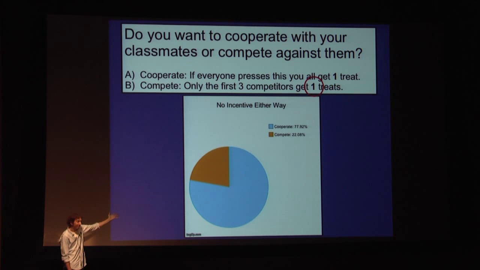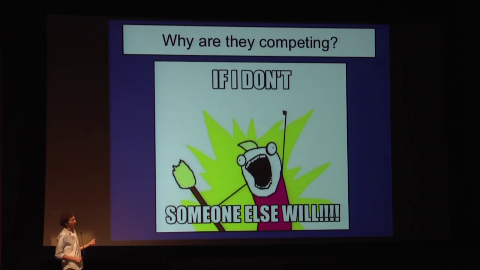And still, 22% are competing. They say, get all the candy, eat all the candy. If I don't, someone else will. So nobody says, I'm a bad person. Instead, they're like, other people are the bad people. I have to press B or else someone else will.